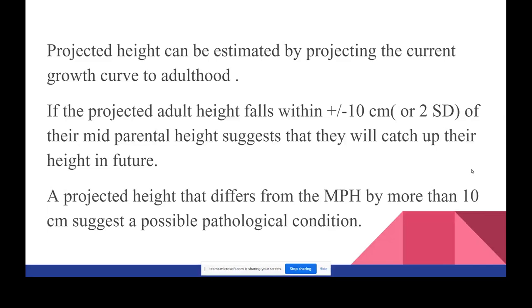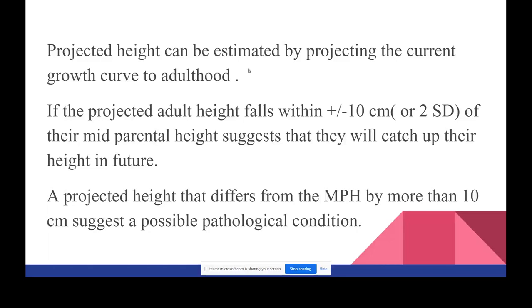When it comes to the projected height, it can be estimated by projecting the current growth curve to adulthood. You saw the CDC chart earlier, which usually goes from 2 to 20 years of age. So you get the mid-parental height at that adult age level and you get the mid-parental range. What is this mid-parental range? It is the mid-parental height plus or minus 10 centimeters.